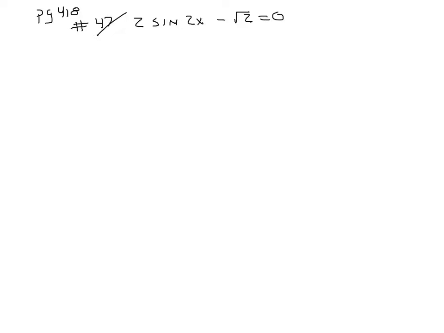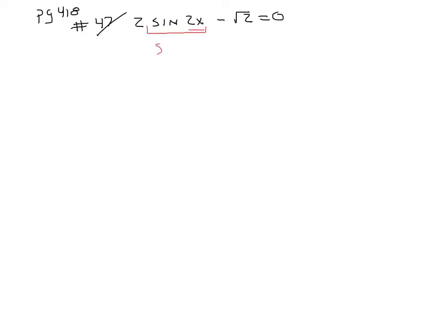Okay, I'm explaining review number 47. So I've got 2 sine of 2x minus root 2 equals 0. Now, this 2x worries me a little bit. I'll deal with that in a second. I know my algebra rules still follow for trig.